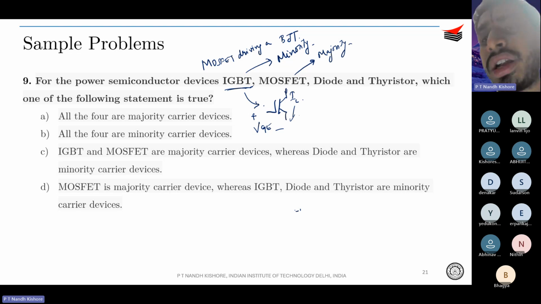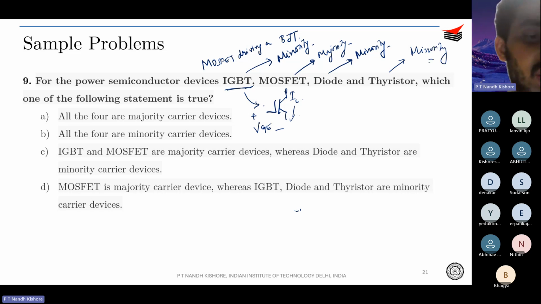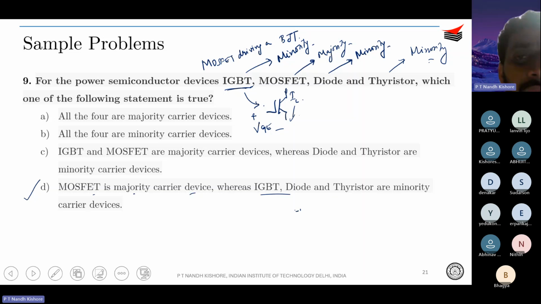Diode is again a minority carrier, and thyristor is again a minority carrier. So essentially the answer is this: MOSFET is a majority carrier device. IGBT, diodes, and thyristors are minority carrier devices.